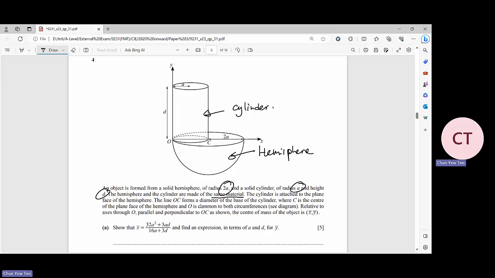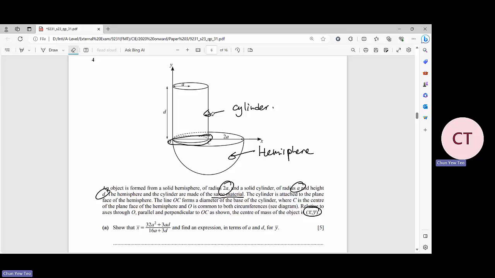The line OC forms a diameter. OC is a diameter of the base of the cylinder, where C is the center of the plane face of the hemisphere and O is common to both circumferences. See the diagram. Relative to the axis through O, parallel and perpendicular to OC as shown, the center of mass of the object is bar x and bar y.